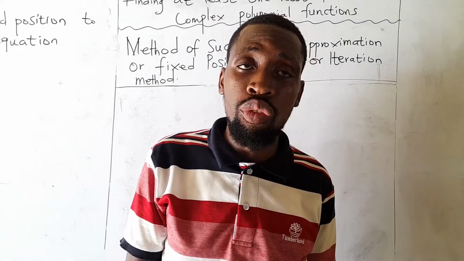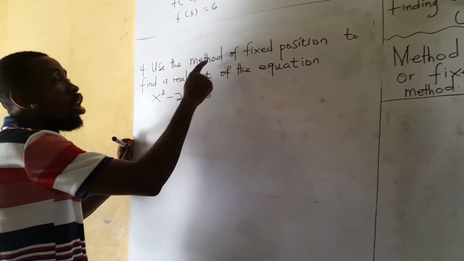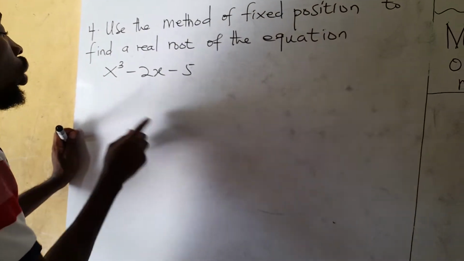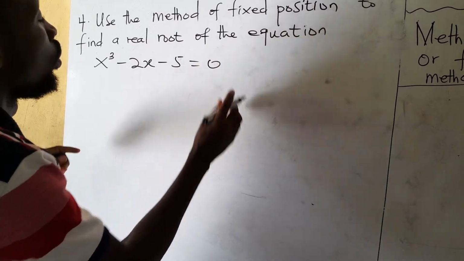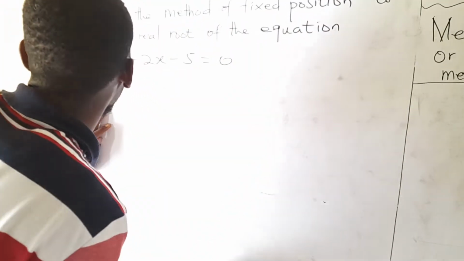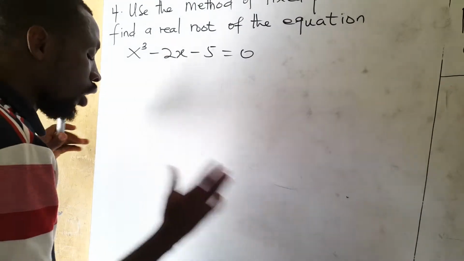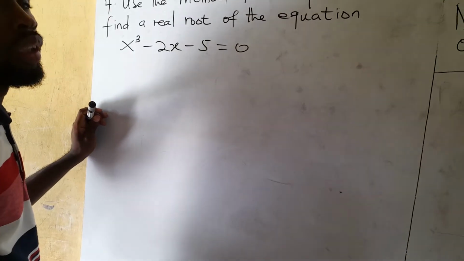So you can now pause the video and try solving the next question, which says: use the method of fixed point to find a real root of the equation x cubed minus 2x minus 5 equal to 0. So how do we do that? Remember, first we make x the subject of itself, and both sides of the equation must not contain a power that is more than 1.